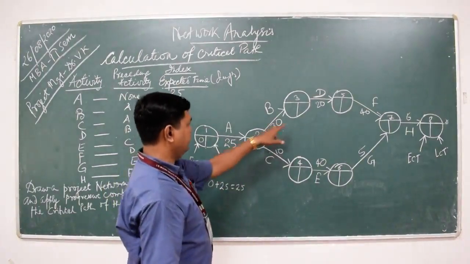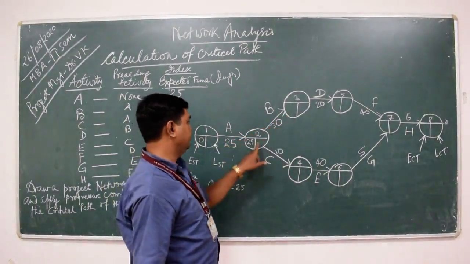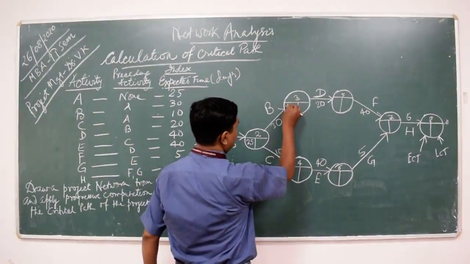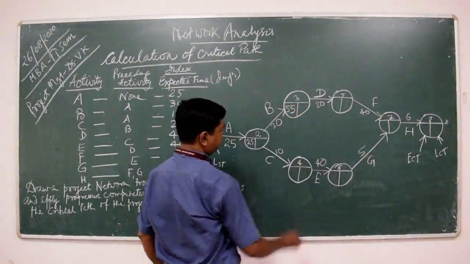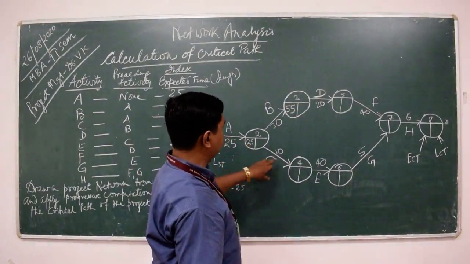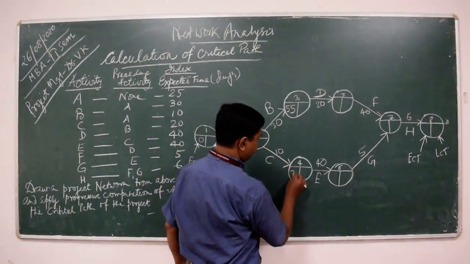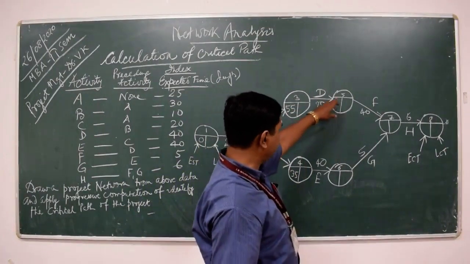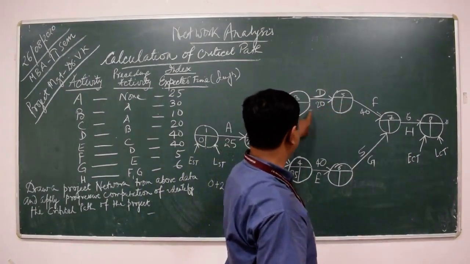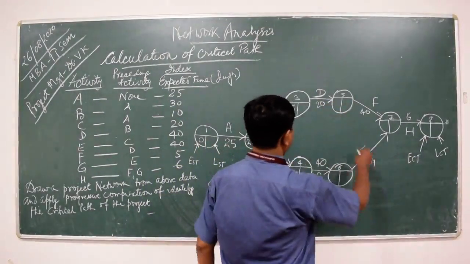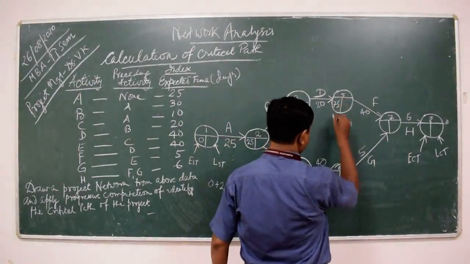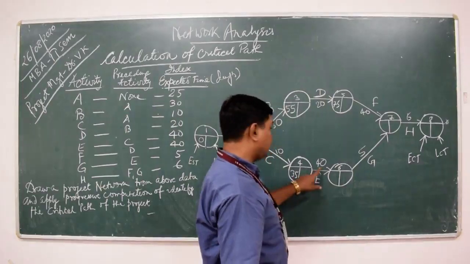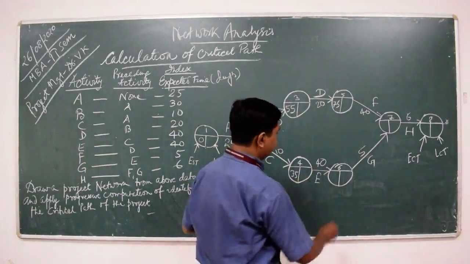Now similarly for event number 3, 25 plus 30, it is 55. Similarly 25 plus 10, this is 35. Now coming to the next event, that is event number 5, 55 plus 20, this is 75. Now coming to event number 6, 35 plus 40, again it is 75.